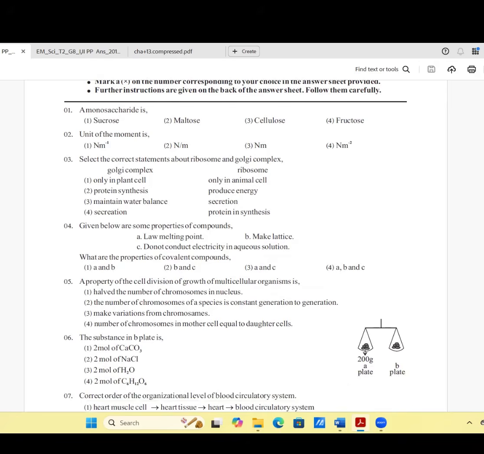Select the correct statements about ribosome and Golgi complex. Answer 4: secretion is for the Golgi complex and protein synthesis is for the ribosomes.